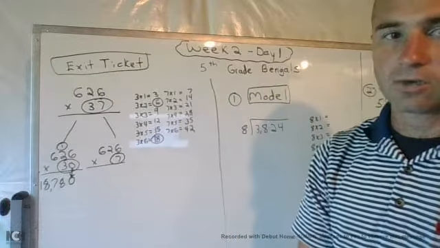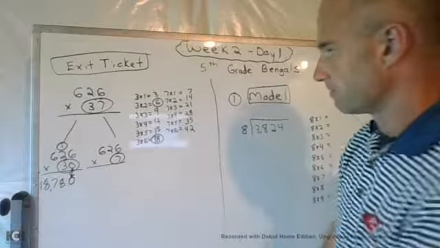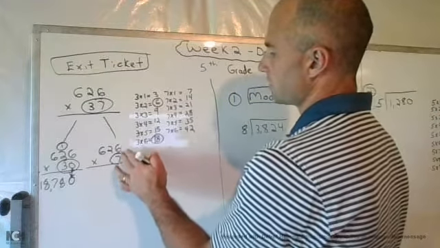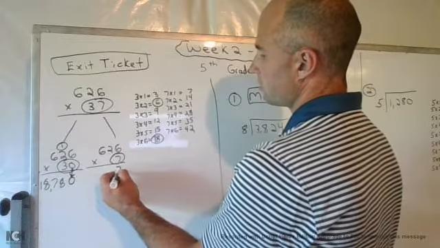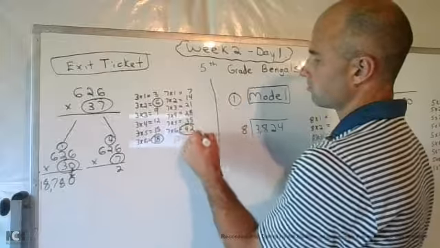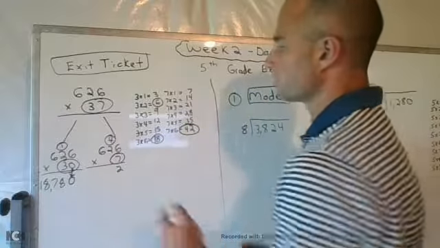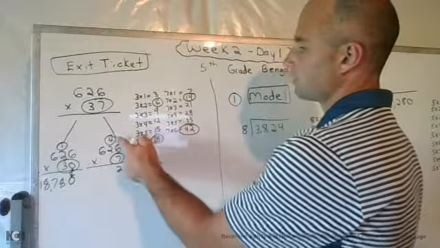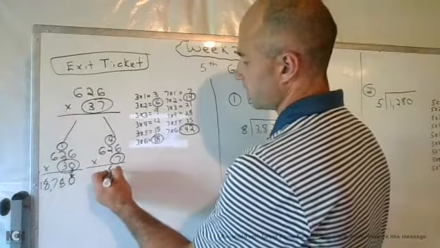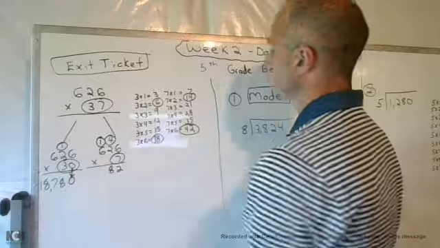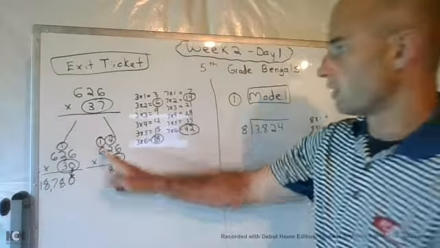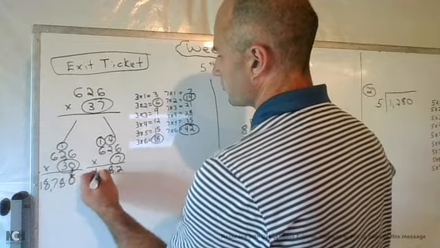Now let's do 626 times 7. Here's my 7 times tables. For a starter, 7 times 6 equals 42. Carry the 4 from 42, leave the 2. 7 times 2 equals 14, plus 4 equals 18. Leave the 8, carry the 1. 7 times 6 equals 42, plus the 1 equals 43.